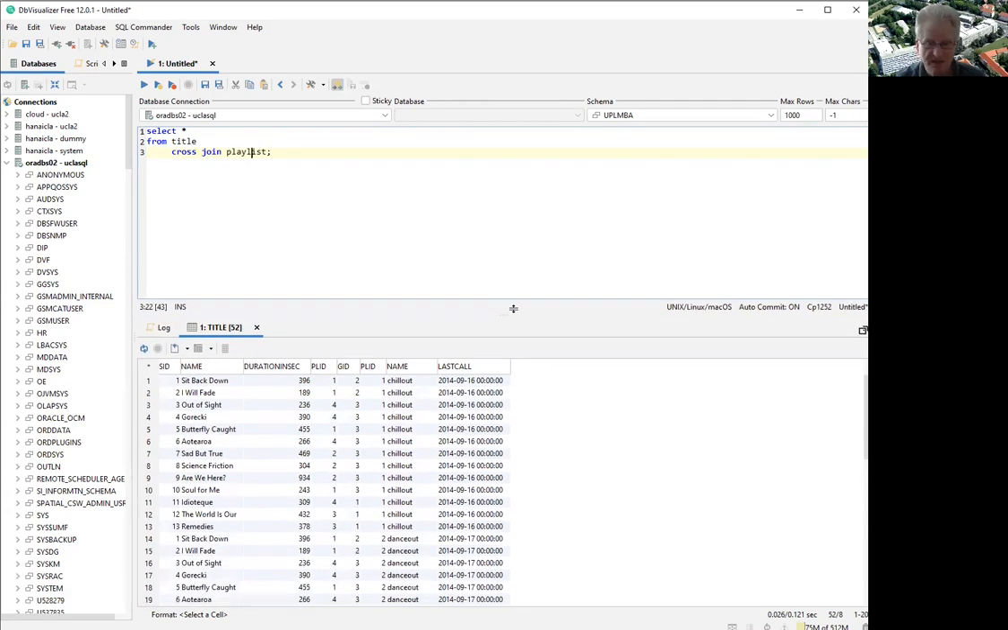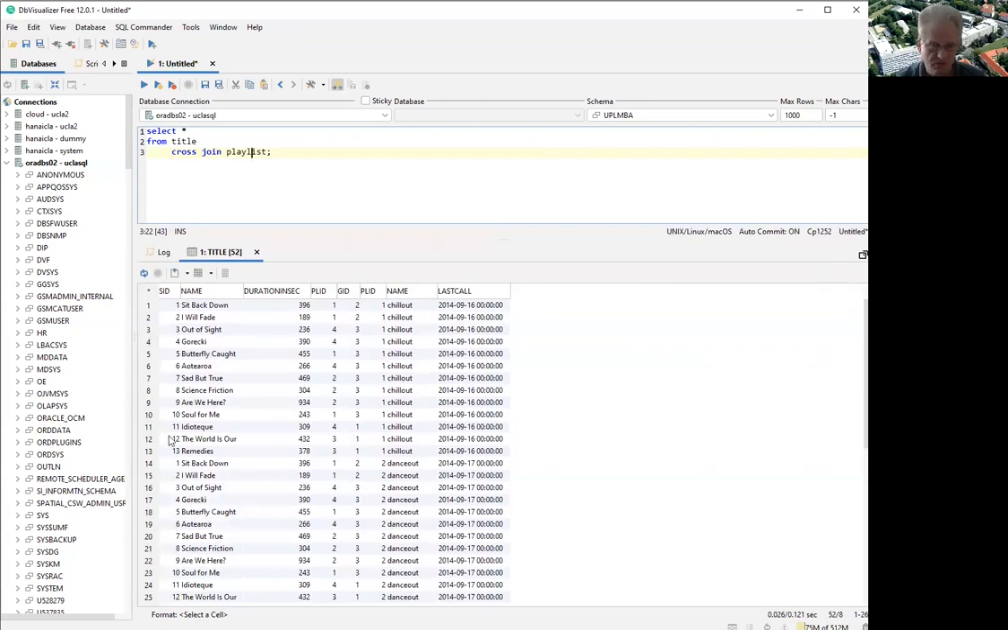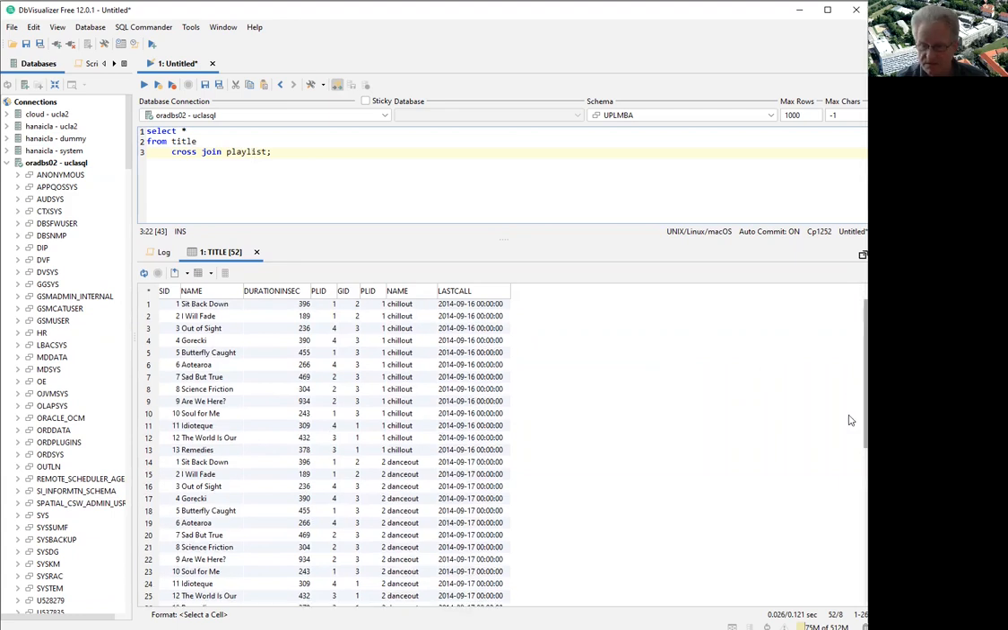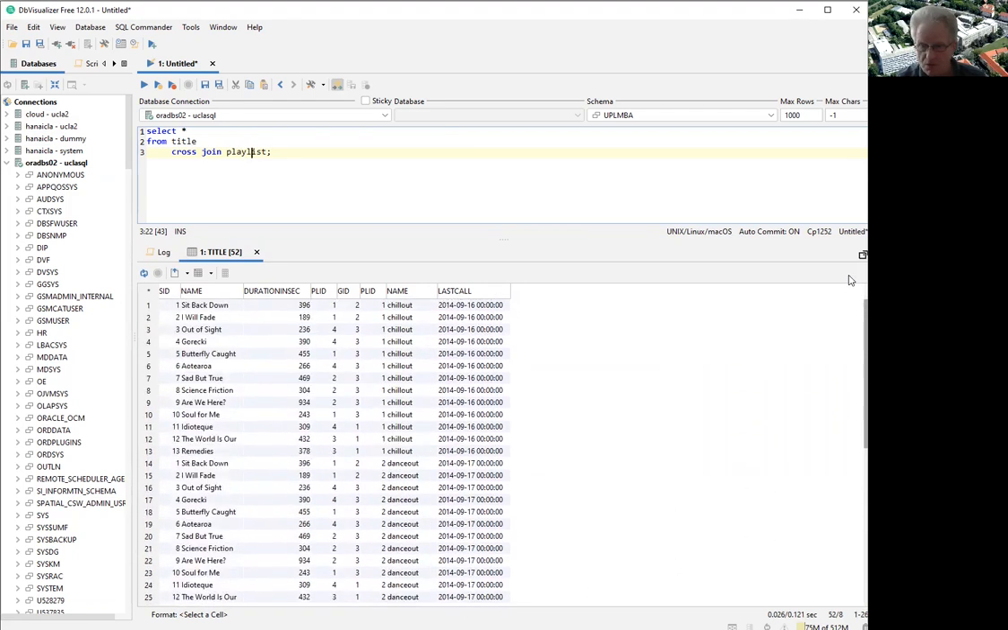Not all records in the result fit here on the screen. But if I scroll down, we see it goes up to number 52 here. So now let's see what we have here.